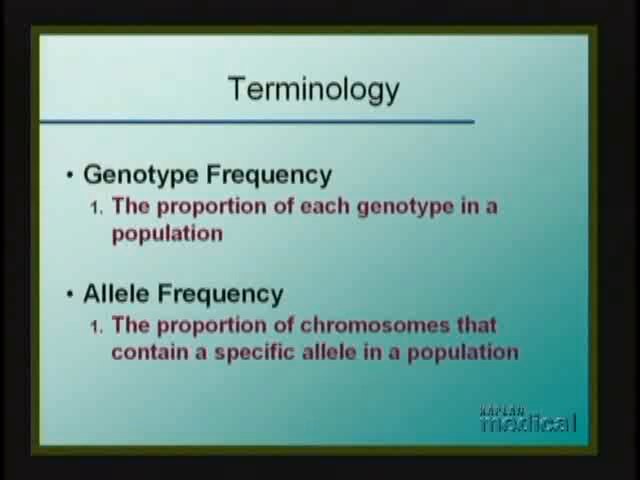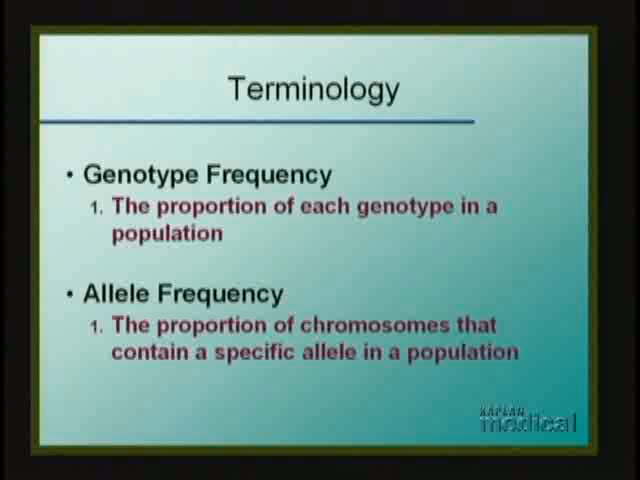In this topic of population genetics, there are some terms that we need to learn. These two terms are genotype frequency and allele frequency. Genotype frequency refers to the proportion of each genotype in a population. What that means is this.